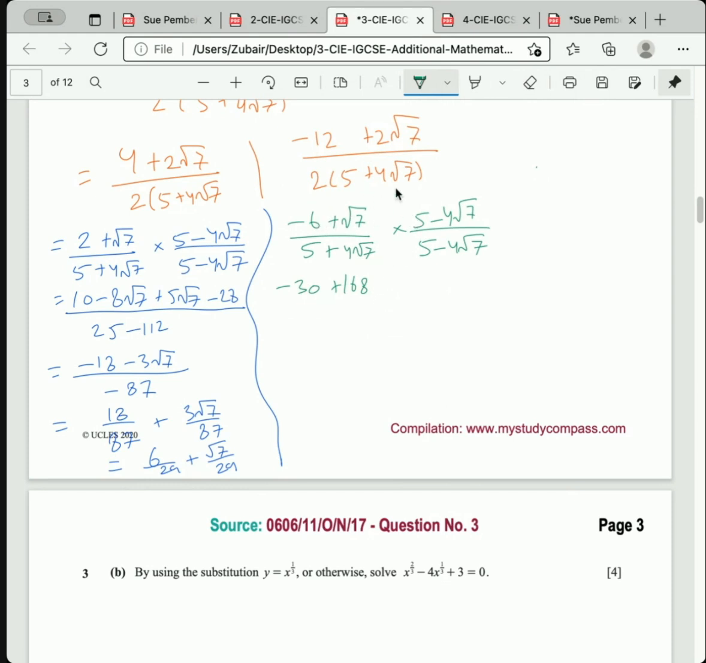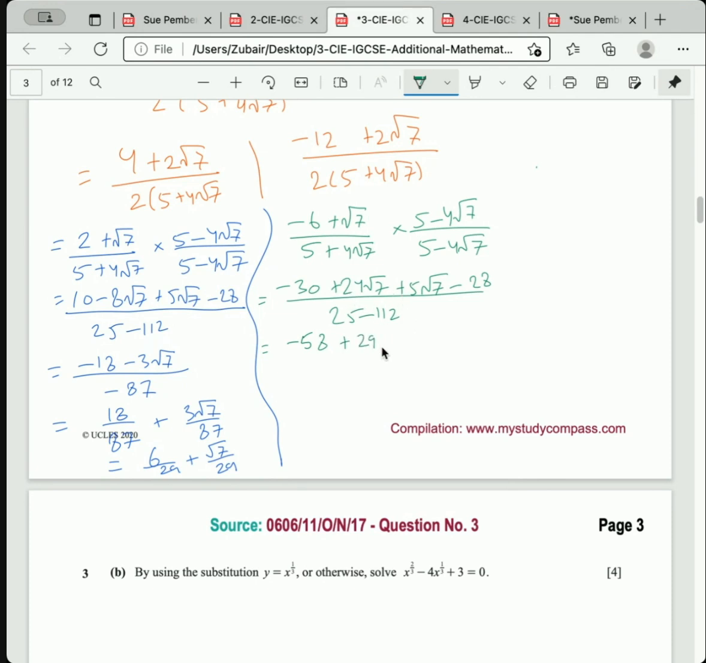Did this into this, keeping it in order. 6 4s are minus 24, and plus 24 root 7. Then this is plus 5 root 7. And this is minus 4, 4 7s are 28, so minus 28. Over a square is 25. And 4 root 7 we just did, that was 112. 30 and 28 is negative 58.